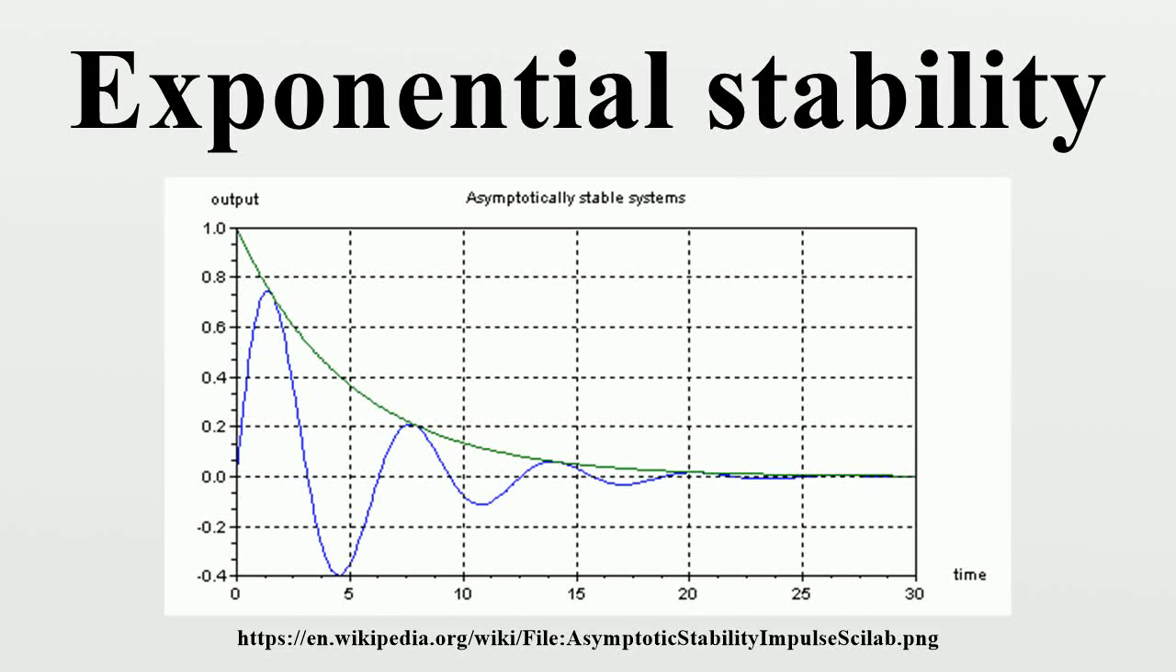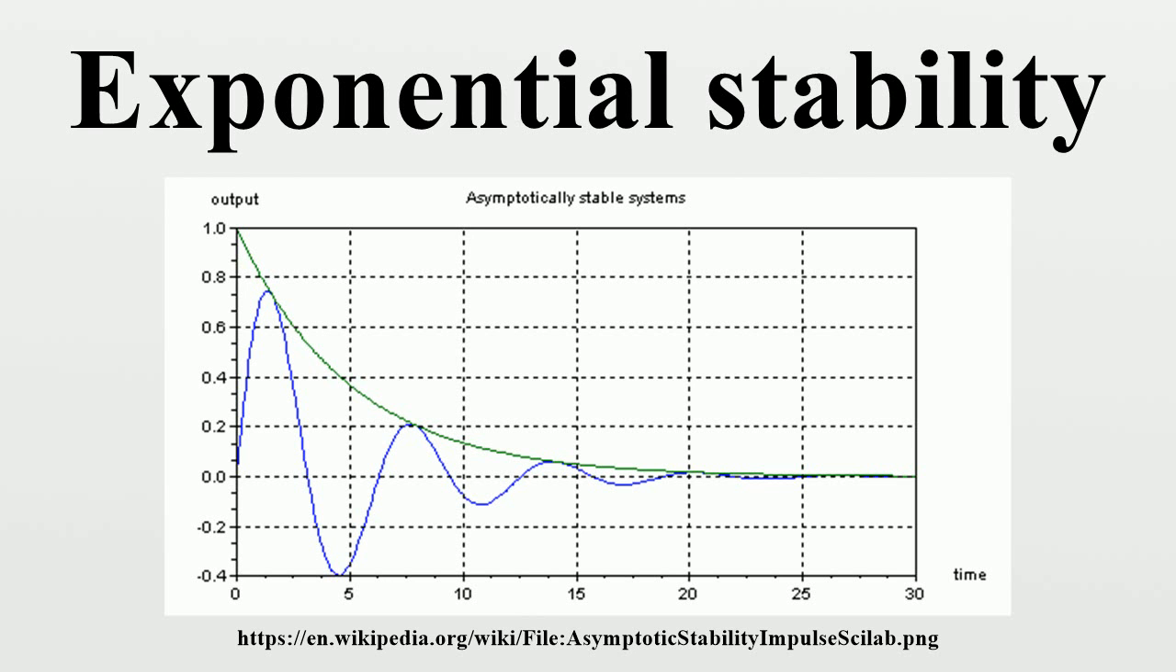See Lyapunov stability, which gives a definition of asymptotic stability for more general dynamical systems. All exponentially stable systems are also asymptotically stable. In control theory, a continuous linear time invariant system is exponentially stable if and only if the system has eigenvalues with strictly negative real parts.